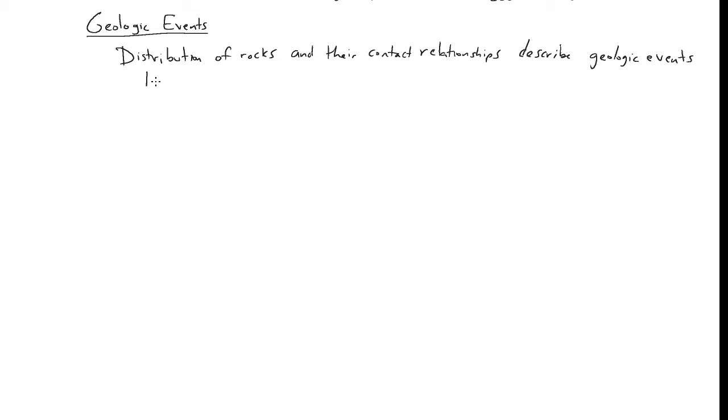And these events are going to be in one of the following categories. Deposition. So if we see a sandstone, that implies that there's a geologic event, that was the deposition of the sandstone. Igneous rocks, if we see them, that implies that there was an intrusion or an eruption. So the event is that igneous rocks intruded or they erupted.